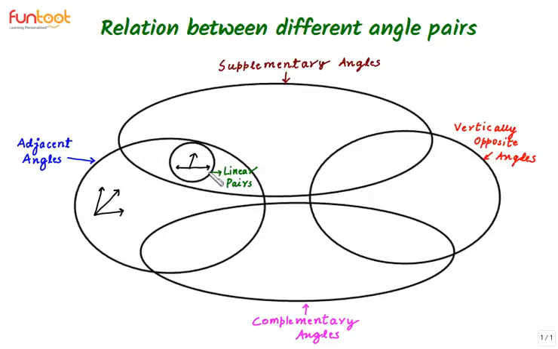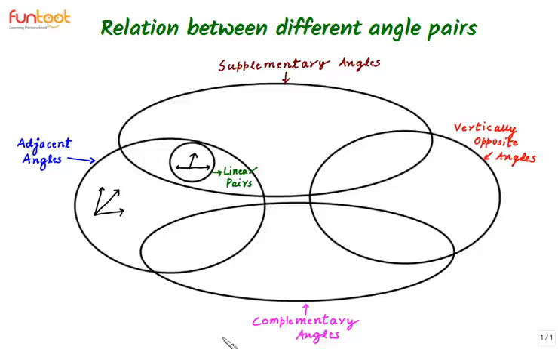Now the next thing which comes into our mind is, are all linear pairs supplementary angles? Yes, they are. Because we know the sum of angles constituting a linear pair is 180 degrees, that is why linear pairs are supplementary. So that is why the circle of linear pairs is inside supplementary angles also.